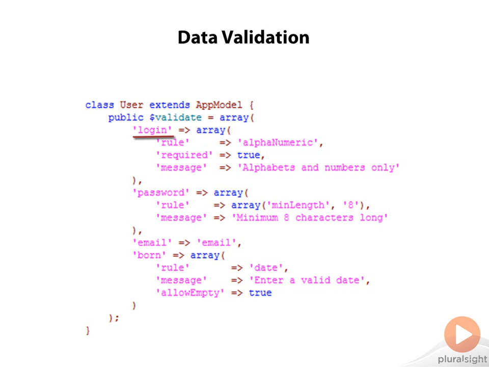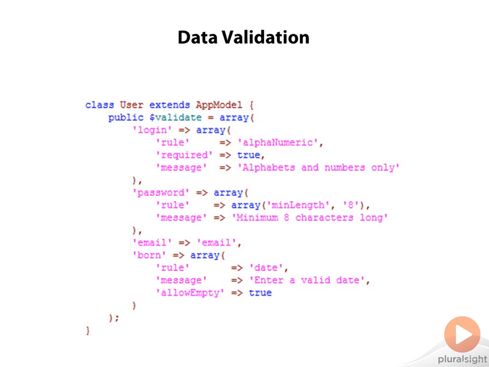Here we are first validating the login field from the database. The rule that's being used with the login field is alphanumeric. It's also required, and it has a personal message for the user to see if the validation is not met. The password field in the database is validated by the rule minimum length. The minimum length is set to 8 characters, and there's also a personalized message for the user to see if the validation is not met. The email field in the database is being validated by email. There's no other validation requisites set for the email field.